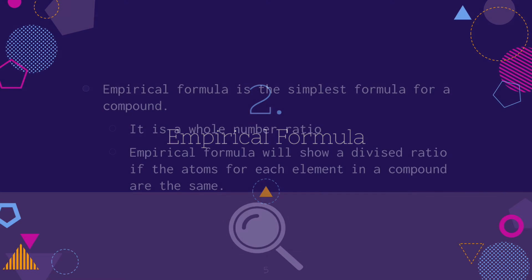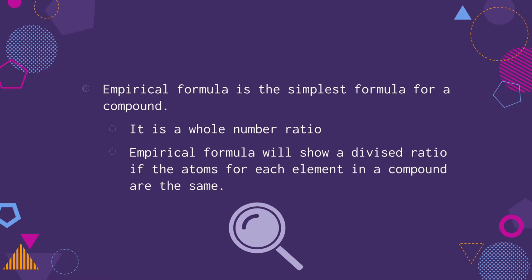Step 2. Empirical formula. Empirical formula is the simplest form of a compound. It is a whole number ratio, and it will show a divided ratio if the atoms of the elements in the compound are divisible by each other.